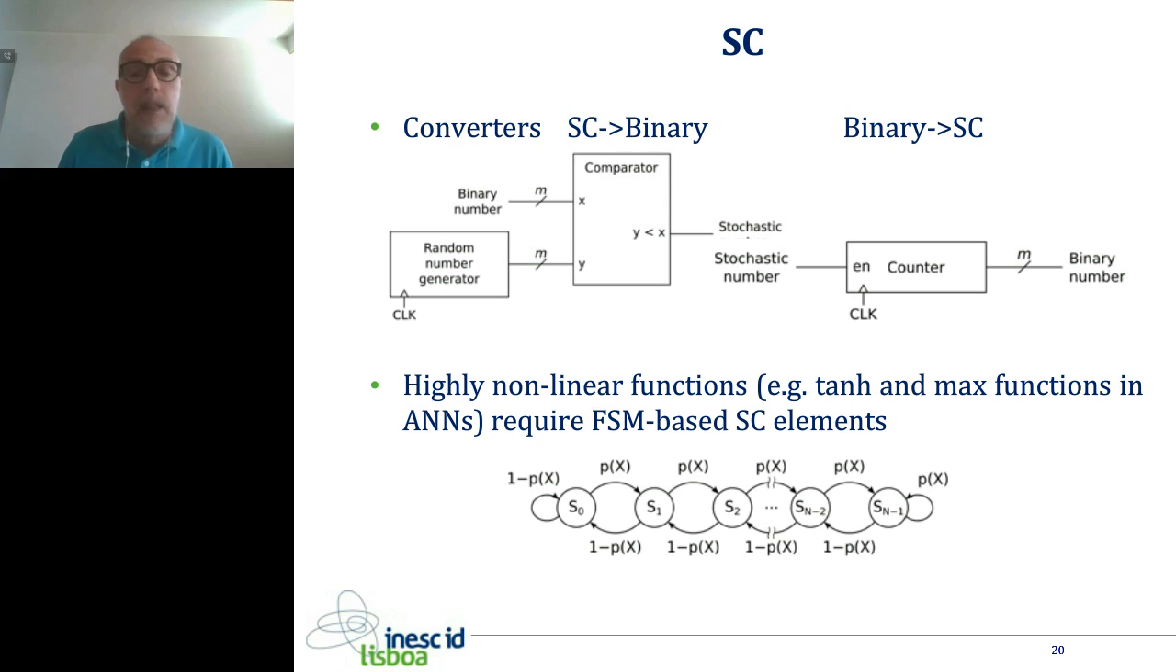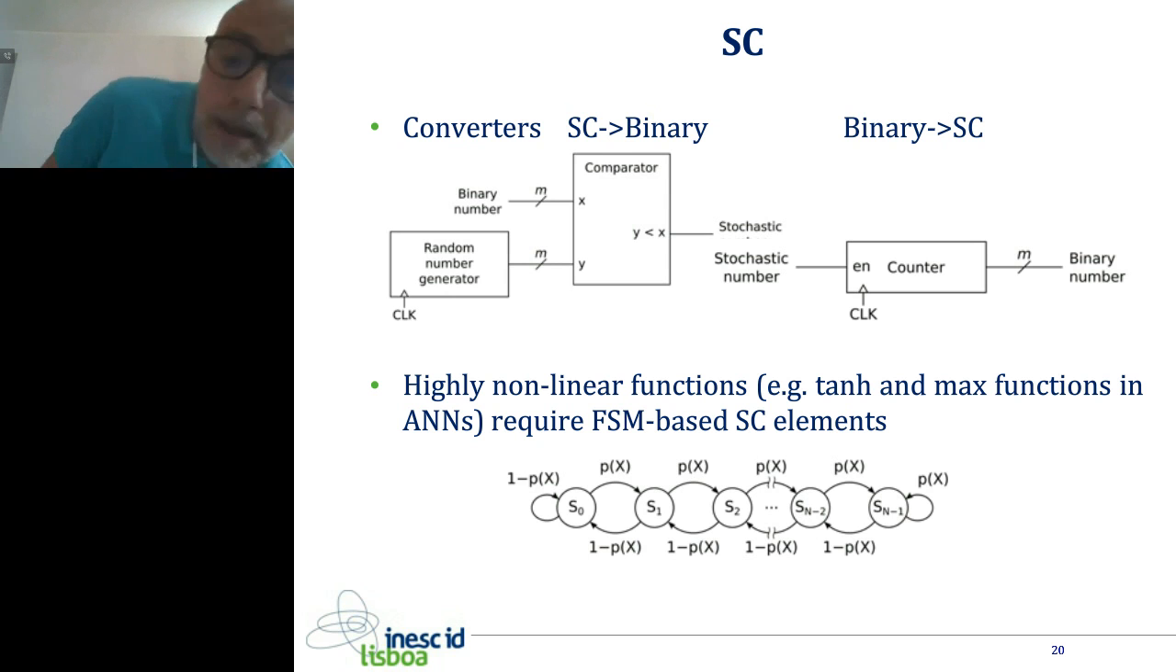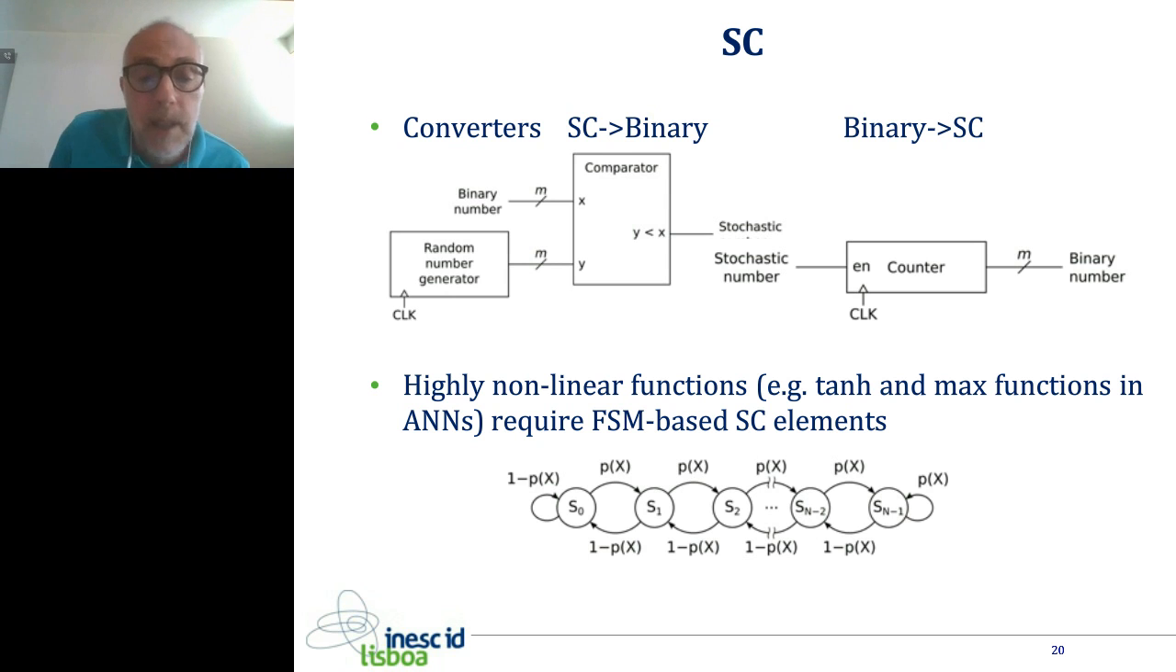So for highly non-linear functions that you need, for instance, for convolutional neural networks, like, for instance, tangent hyperbolic or maximum function, you can implement it, but with finite state machines. I'm not going into details of that, but it's more complex. But you also have circuits that can do highly non-linear functions, which is quite important just to apply stochastic computing for a broad range of applications.